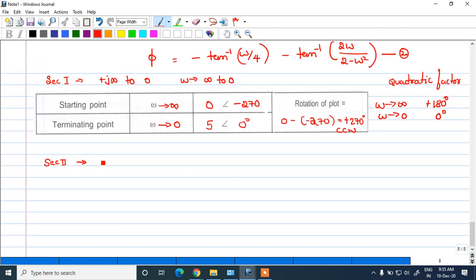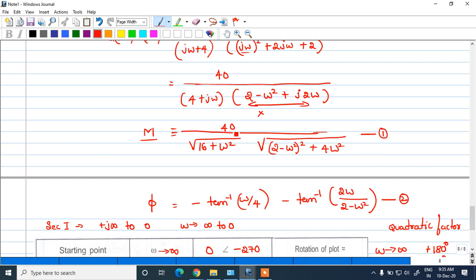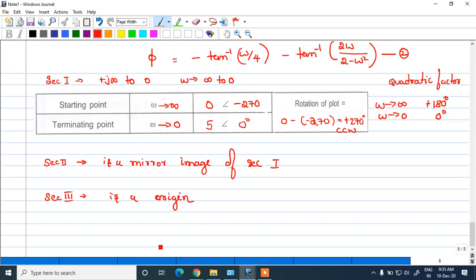So here in this problem, section 2 will be a mirror image of section 1. You need to mention in your answer, and section 3 is at origin. Okay, if you substitute infinity, what will happen to the magnitude? If I substitute infinity, the magnitude will be 0. Again, one more point is infinity, again it is 0. So both are located in the origin, so not required to identify. So now step 5.